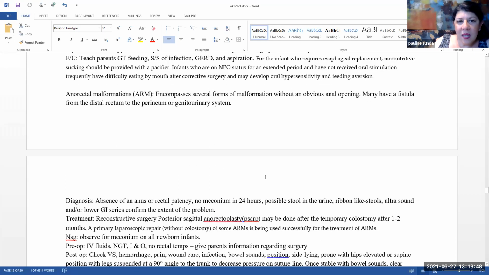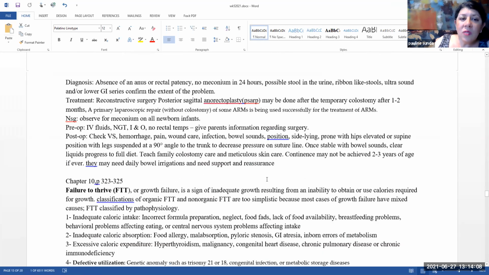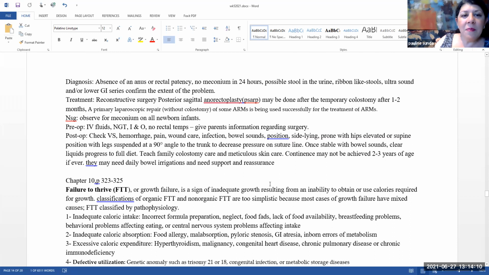Anorectal malformations. Here, there are all sorts of different malformations that we can see. Basically, it's a malformation without an obvious anal opening. They may have a fistula from the distal rectum to the perineum, or even into the genitourinary system. So for the diagnosis, there is an absence of anal patency or rectal patency. There is no meconium within the first 24 hours. They may actually have stool in the urine. They may have ribbon-like stools.